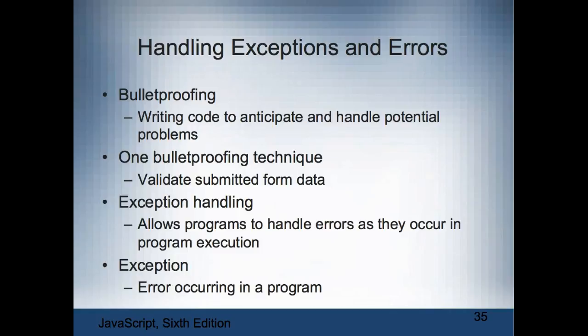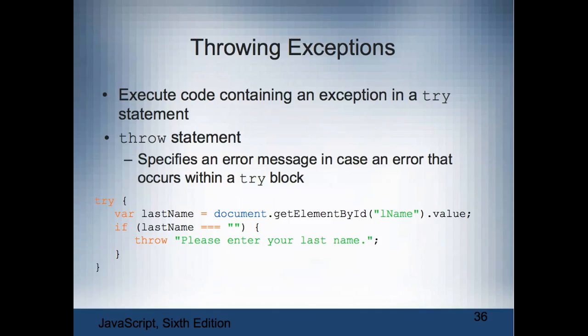Bulletproofing refers to writing code that anticipates and handles any potential problem. One bulletproofing technique is form validation, meaning to validate submitted form data. Exception handling allows programs to respond to any errors gracefully as they occur in the execution of the program. An exception just refers to any error in a program. When an exception occurs, we can say that the exception is thrown. And when we respond to the exception, we can say that it's caught.